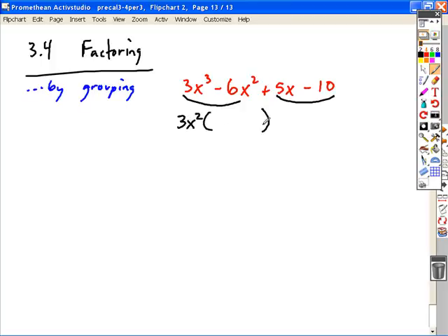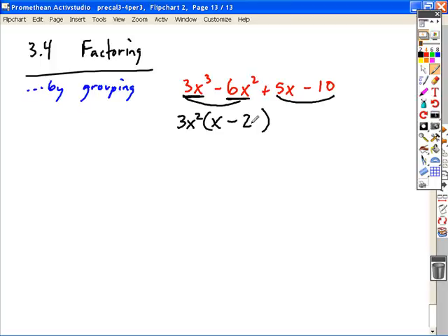And now remember, anytime you remove a common factor, what's left has to have the same form as the original. So it's two terms. So you're going to have a binomial factor left. So when you remove a 3x squared from this first term, what's going to be left? Just an x. And from this second term, if you remove a 3x squared, what's going to be left? A negative 2. Okay, so now you're done. You just factor by grouping those two terms.